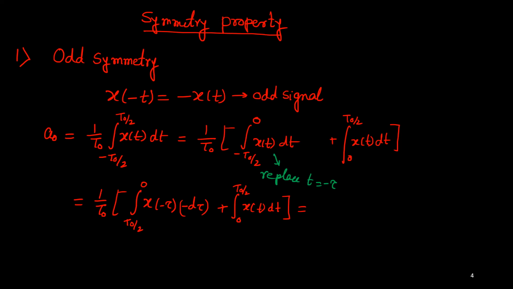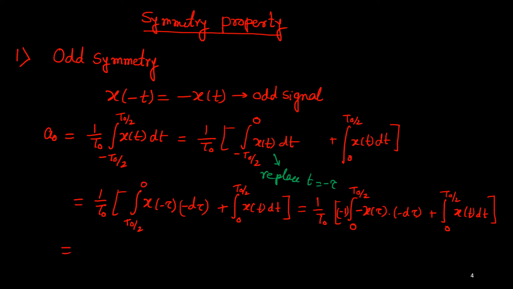So this one now, it is 1 upon t0. Now I can replace this thing, that x of minus tau equals minus of x of tau. So this is minus of x of tau, times minus of d tau. Now I can interchange this limit. If I interchange, then I put a minus sign here. 0 will come here and t naught by 2 will come here. And this one is remaining same. So this is 0 to t naught upon 2, x of t dt.